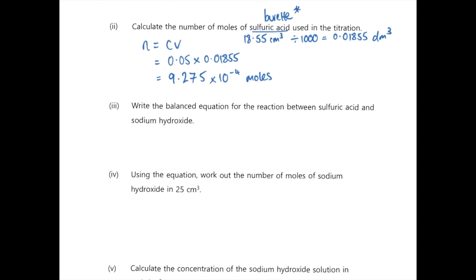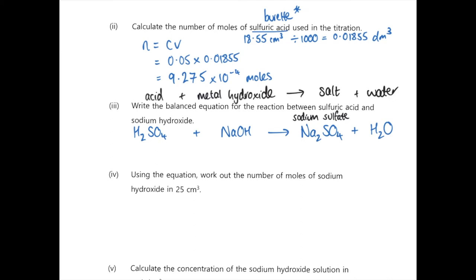The next question asks us to write the balanced symbol equation for the reaction between sulfuric acid and sodium hydroxide. This is something that you should be able to do by now yourself from your GCSE chemistry. When an acid reacts with a metal hydroxide, so we've got sulfuric acid here reacting with sodium hydroxide, we produce a salt and water. The salt is named from the alkali and the acid. The first name comes from the alkali, from the metal hydroxide, and that's sodium. And the second name comes from the acid, but that changes its ending. Sulfuric changes to sulfate. So the salt here is sodium sulfate, and we get water.